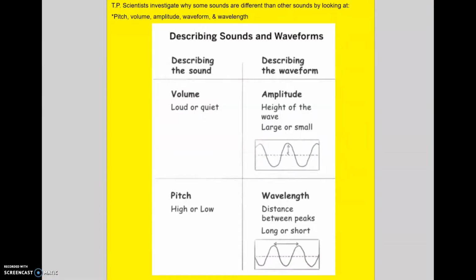A quick review before I send you off. Remember that volume could be loud or quiet. Volume relates to amplitude, which is the height of the wave. So if you see a really tall wave or large amplitude, that means it's really loud. If the wave is really short or small, that means it's quiet. And then we have pitch. Something can be high-pitched or low-pitched, and that relates to the wavelength. That's the distance between the peaks. So it could be long, and that means it's really low-pitched, or it could be short, really close together, and that means that it's high-pitched.